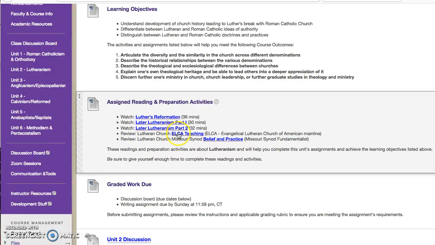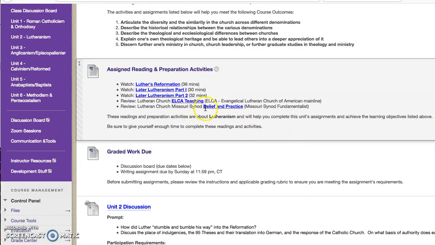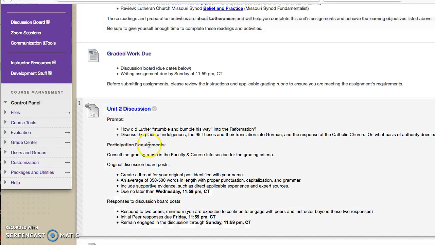The opportunity then to review a website from the mainline Lutheran Church in America, and then also a website that they are to look at from a breakoff of the mainline Lutheran Church, the Lutheran Church Missouri Synod. And they have the opportunity to then discuss how Luther stumbled and bumbled his way into the Reformation and the place of indulgences and so on. Again, we get to the basis of authority. And this is, I think, the crux, really, of the class.